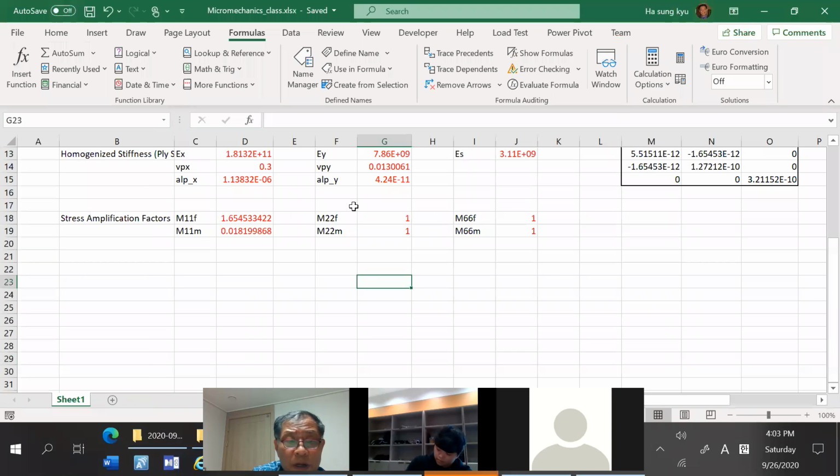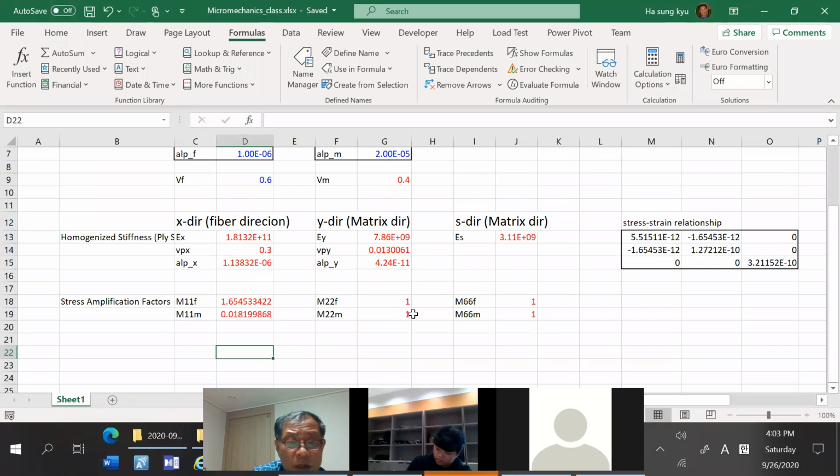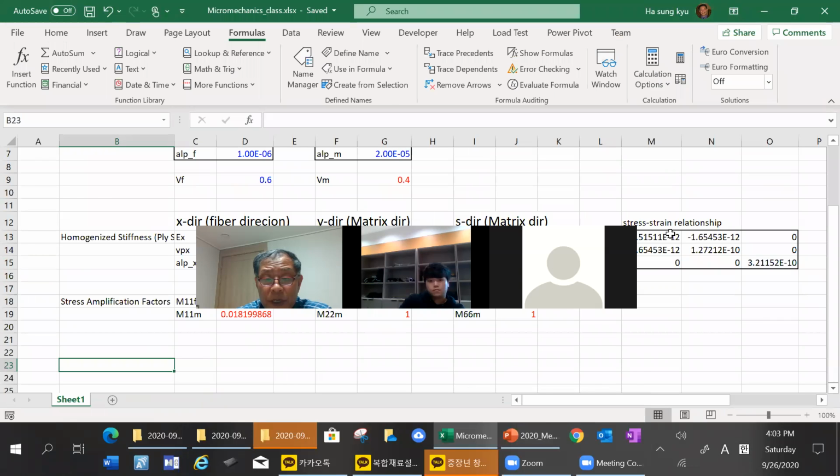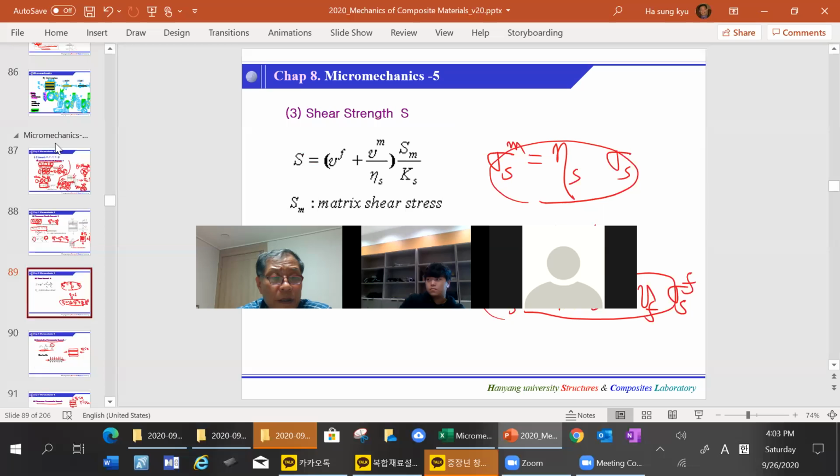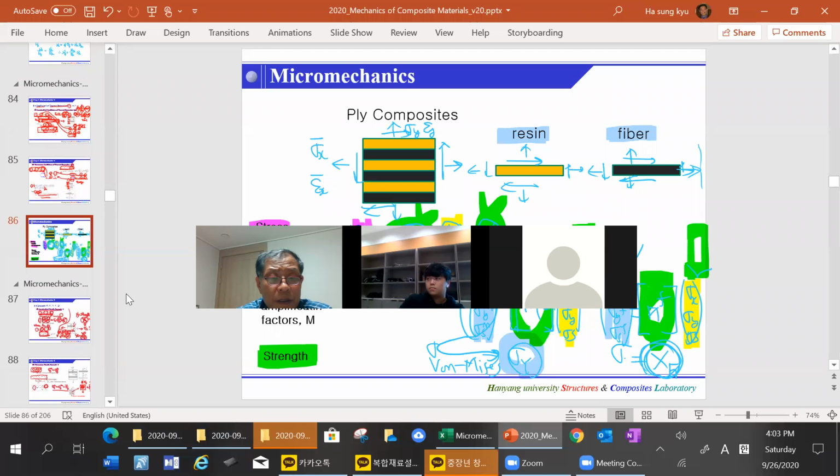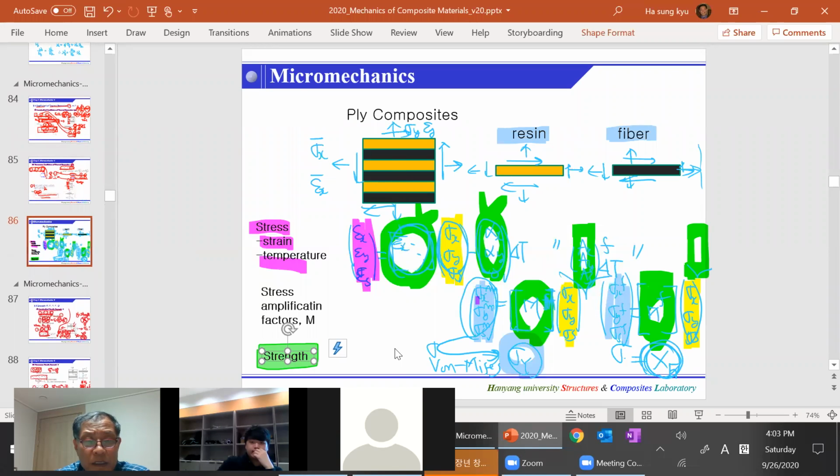Now we can update these terms and calculate the strengths. Strengths means that, as I mentioned here, the strength of the composites can be given in terms of the strength of the resin and the strength of the fiber, either through the micromechanics we just covered, or through the stress amplification factors.